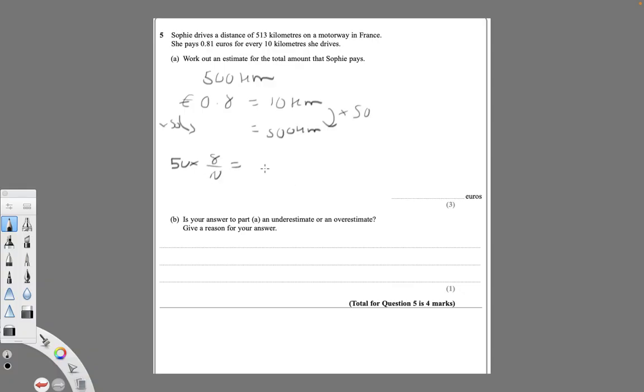Well, we're going to do 50 multiplied by 8, which is 400, and then we're going to divide that by 10, and that's going to leave me with 40 euros.